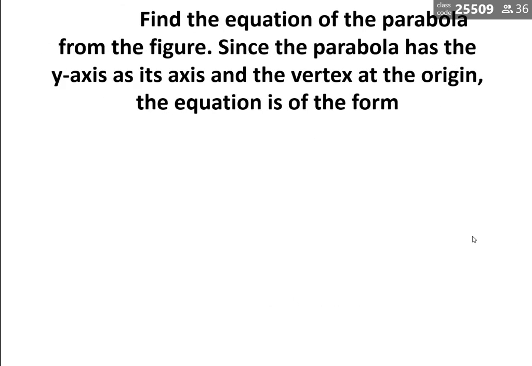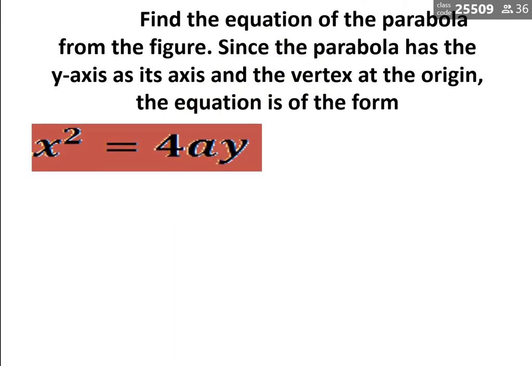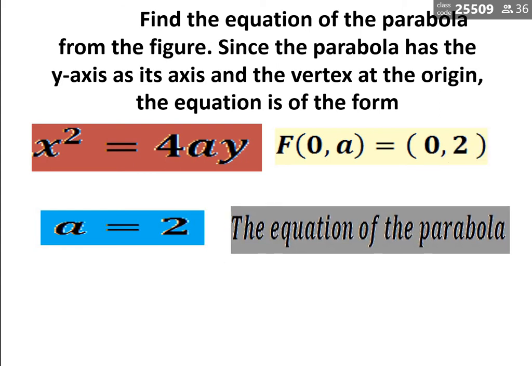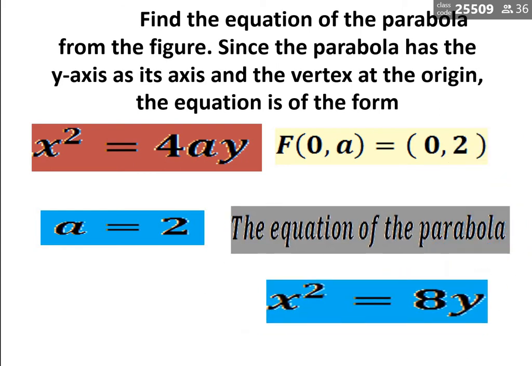So find the equation of the parabola from the figure. Since the parabola has the y-axis as its axis, and the vertex is at the origin, the equation is of the form x squared equals 4ay, wherein the focus is (0, a). So the focus is (0, 2), then a is 2, and the equation of the parabola is x squared equals 8y. Okay, can you follow?